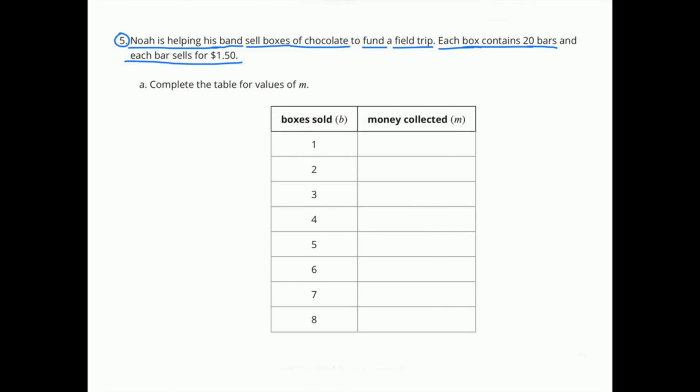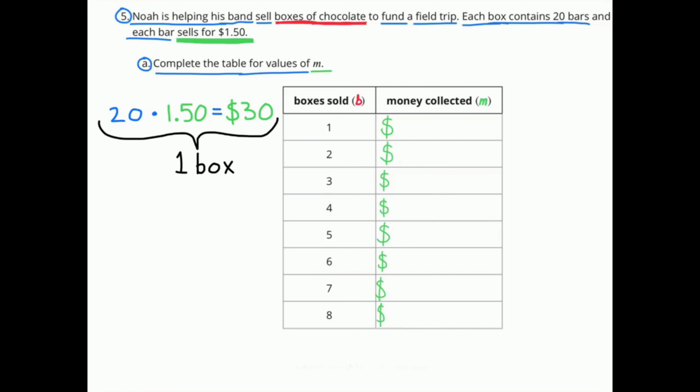Number 5. Noah is helping his band sell boxes of chocolate to fund a field trip. Each box contains 20 bars, and each bar sells for $1.50. A. Complete the table for values of M. M stands for money collected. B stands for boxes sold. With 20 bars in one box selling for $1.50 each, 20 times $1.50 is $30. So each box would raise $30.